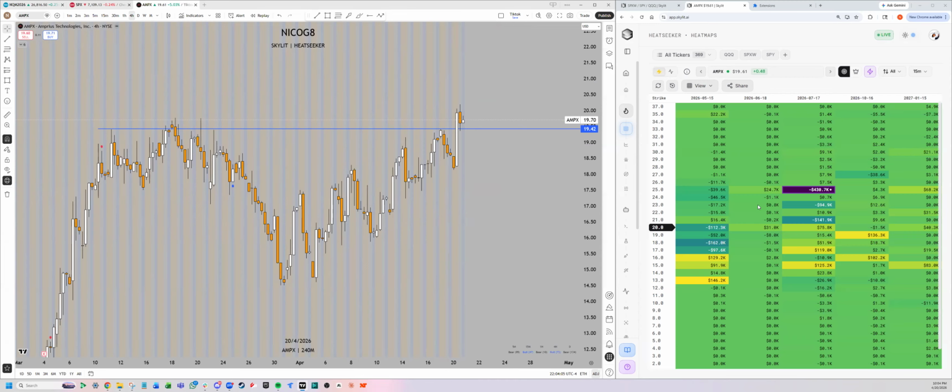Heatseeker-wise, there's not much going on here. We just have this king node up here at 25. We don't really have a floor though. This is pretty messy for this week, and then next week has no volume.